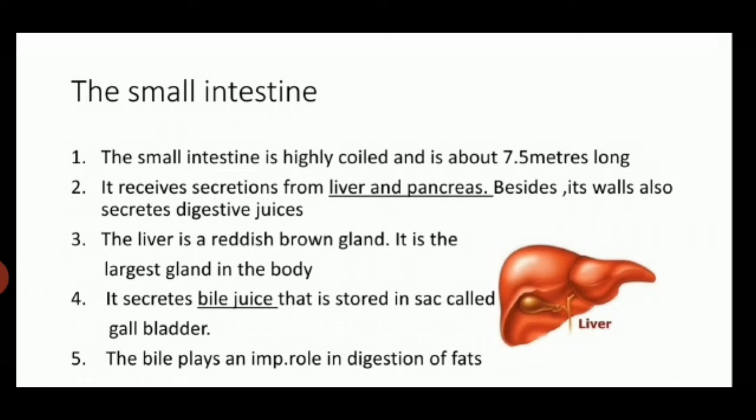Now, I have told you in the previous slide that liver and pancreas are not shown in the digestive system. Food is not directly entering anywhere into the liver and pancreas, but still they are a part of the digestive system. Why so? Because the liver and pancreas secrete digestive juices. That digestive juice will help in the process of digestion.